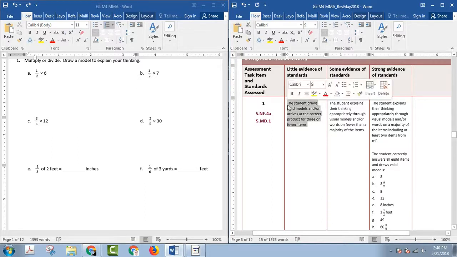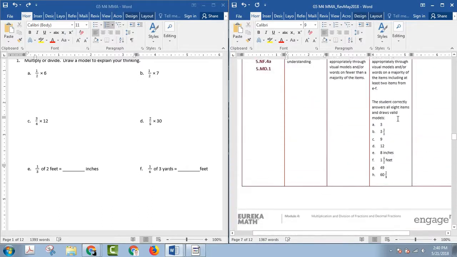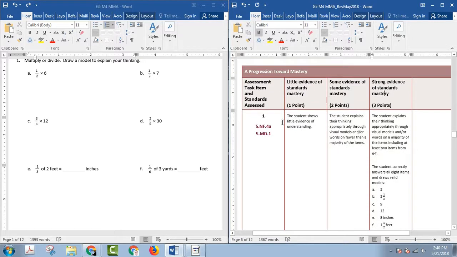This one, I'm just going to change this to students. That's little evidence of understanding. Shows, not has. Shows. All sorts of trouble here. Okay. Little evidence of understanding. All right, and that would be 1, 2, 3 for item 1. 3, strong evidence. 2, some evidence, but we're not quite there.